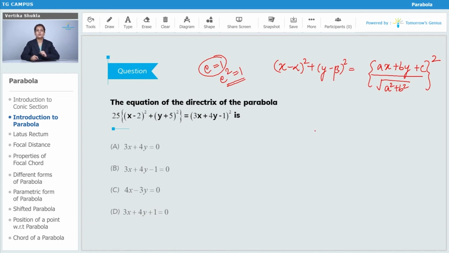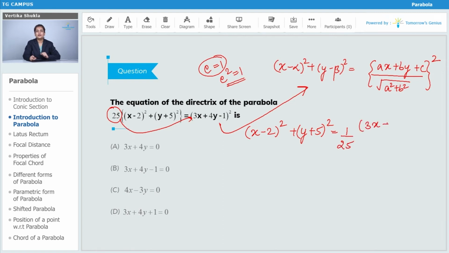Now in this question, I will try to rephrase this equation in this form. So I should take out this 25 and bring it over here in the denominator. So what will I get? I will get (x minus 2) whole square plus (y plus 5) whole square is equal to 1 by 25 into (3x plus 4y minus 1) whole square. Why did I do this? Because in the general equation there is no coefficient for the left hand part.